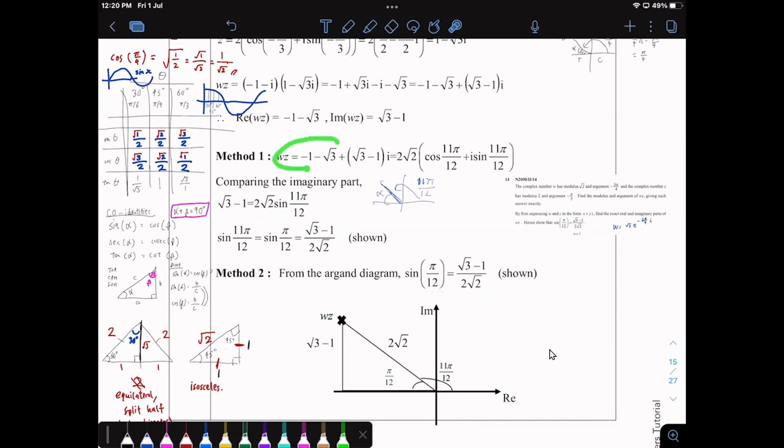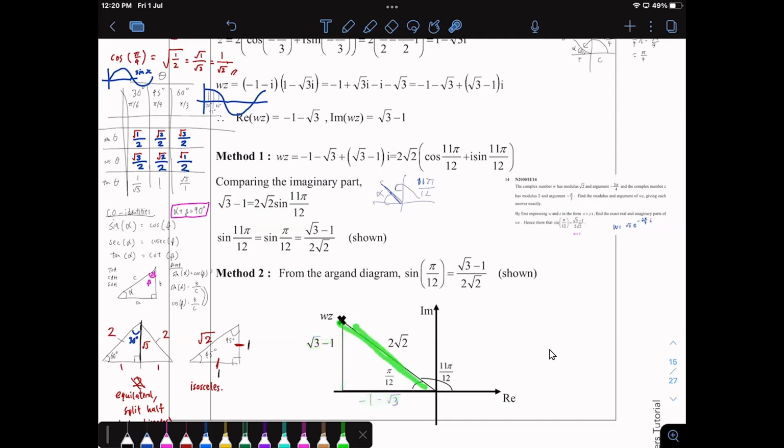They start off with w z equals to this guy. So this is a real number, with length -1 minus root 3. Maybe I should write this down: -1 minus root 3. And then they have an imaginary part, root 3 minus 1. So that means this length here is root 3 minus 1. Vertical length root 3 minus 1, horizontal length -1 minus root 3.